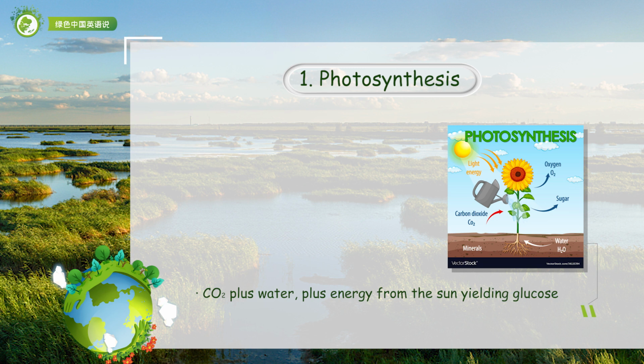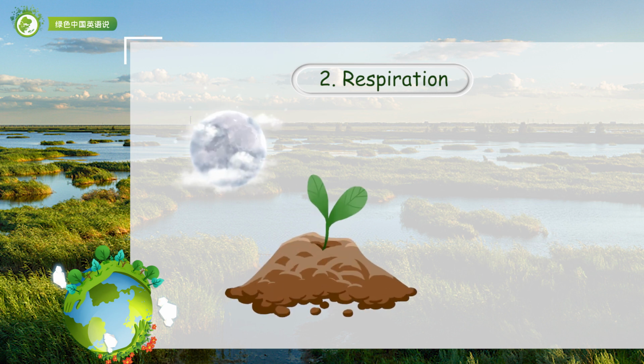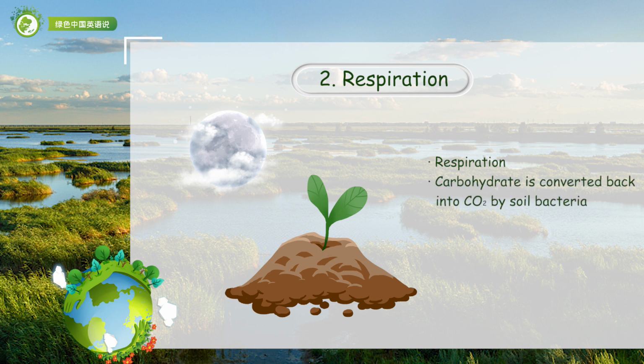For our purposes, we will refer to this stored energy from the sun as carbohydrates, or sometimes we call it biomass. The opposite reaction of photosynthesis is respiration. At night, plants are not photosynthetically active. Instead, respiration plays a main role. Decomposers such as bacteria also respire when breaking down dead materials such as plants and other organisms, and release carbon dioxide to the atmosphere. During the respiration process, carbohydrates are converted back into carbon dioxide by soil bacteria.